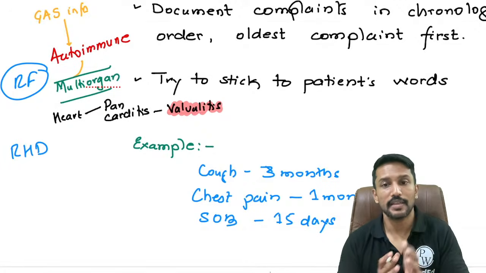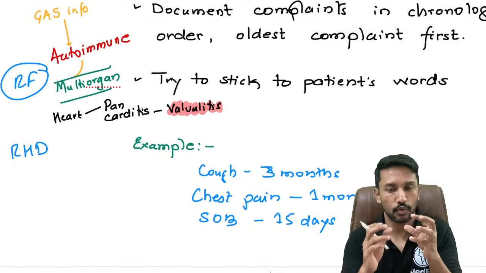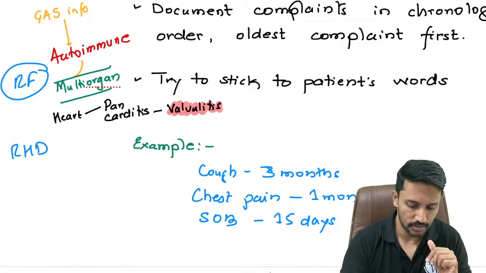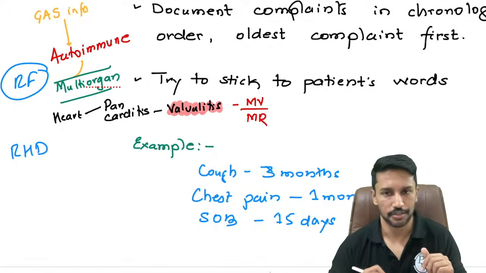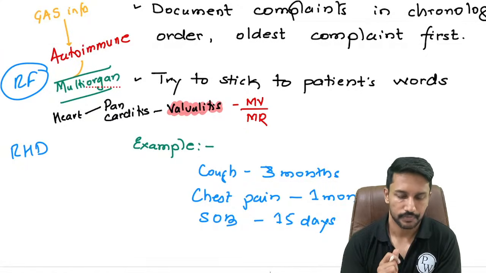And once the valves are inflamed, they may not be able to close properly because they are inflamed or swollen. So it can lead to regurgitant lesions. The most commonly affected valve is the mitral valve, so it can cause mitral regurgitation. So when I have rheumatic fever, I may end up developing mitral regurgitation.